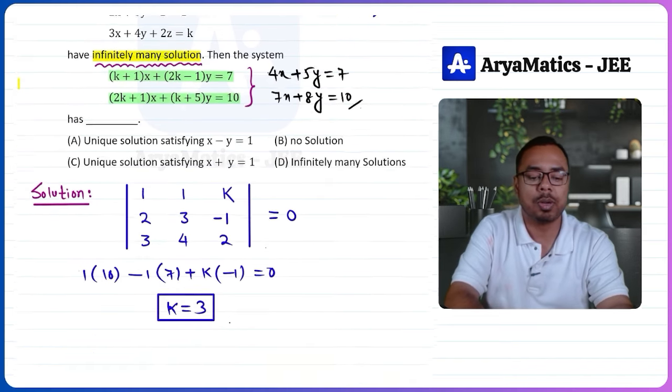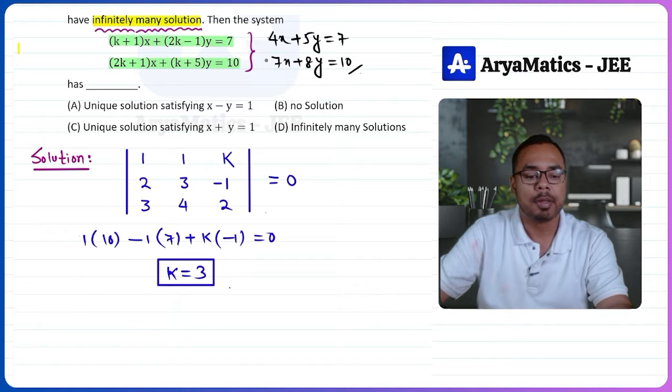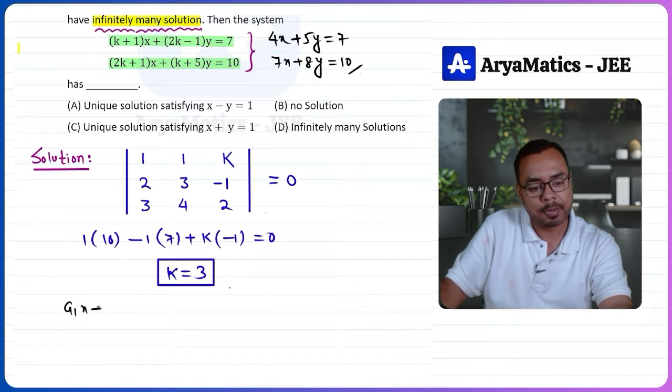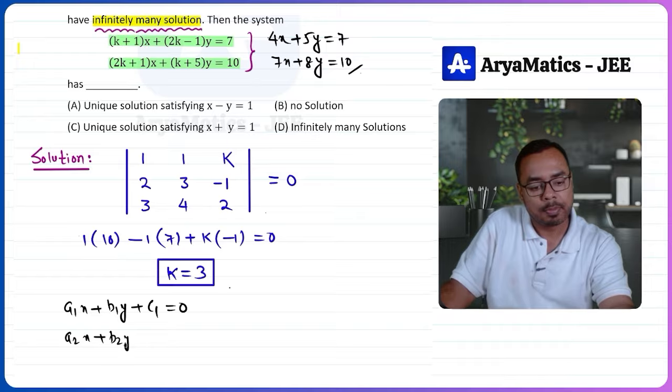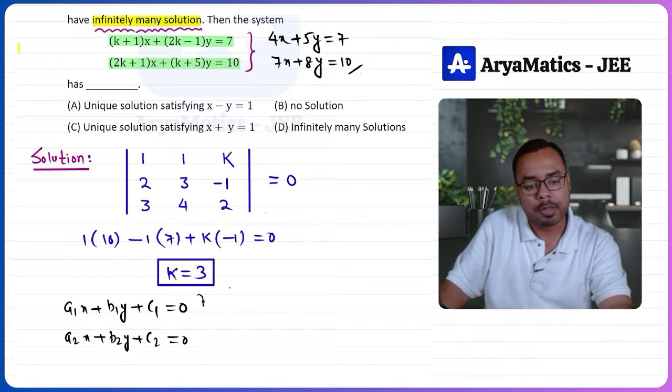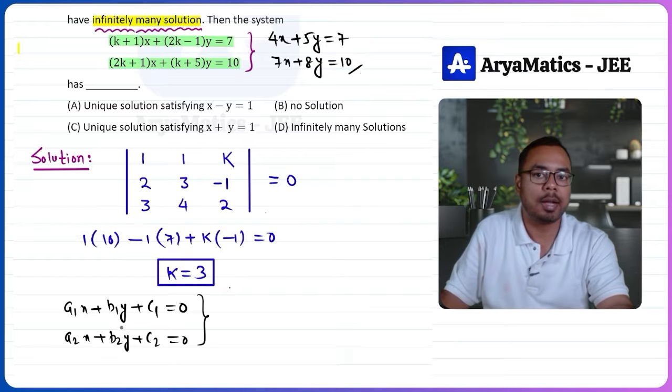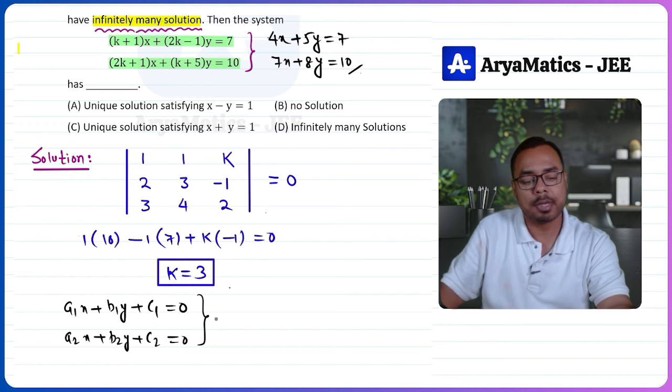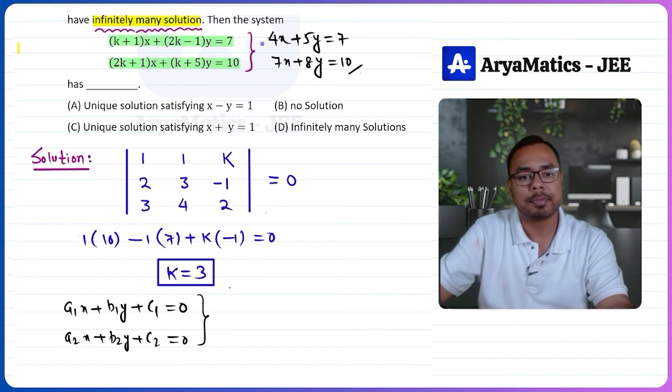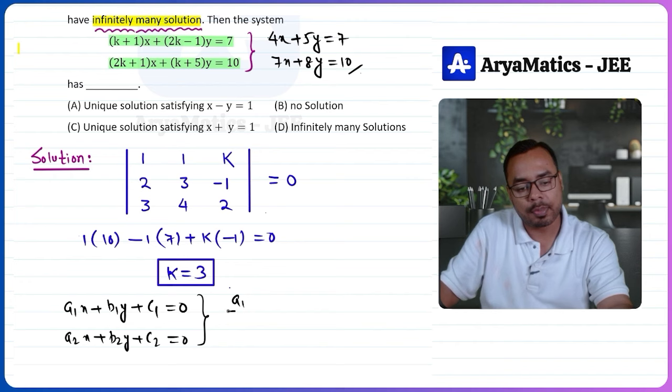Now for two equations, two unknowns, we know the condition. If we have a system of linear equations a1x plus b1y plus c1 equals 0, and another, a2x plus b2y plus c2 equals 0, these are nothing but equations of a straight line in 2D, right? A linear equation in x and y will represent a straight line in 2D. And if a1 by a2 is not equal to b1 by b2, then it means the lines are not parallel, and in that case we'll get a unique solution.